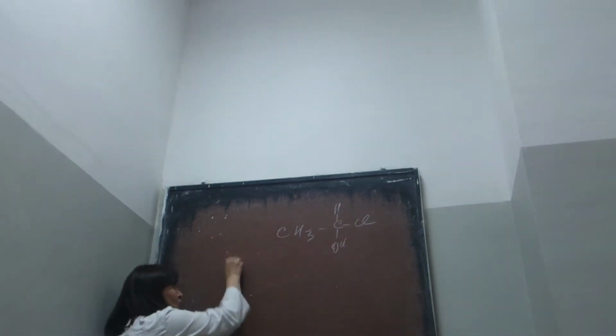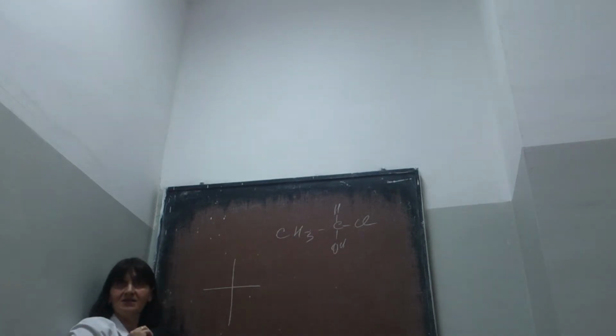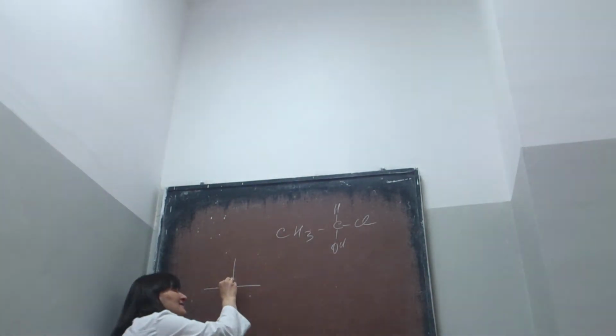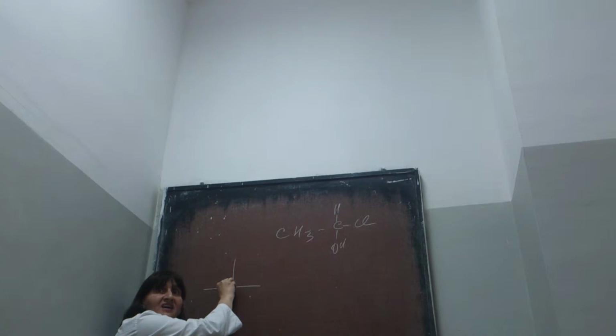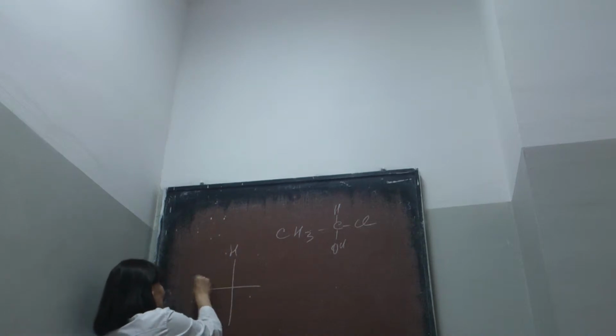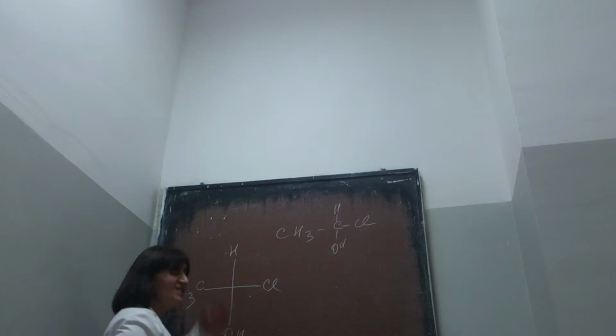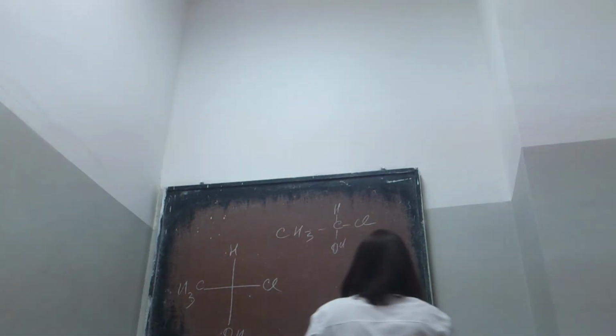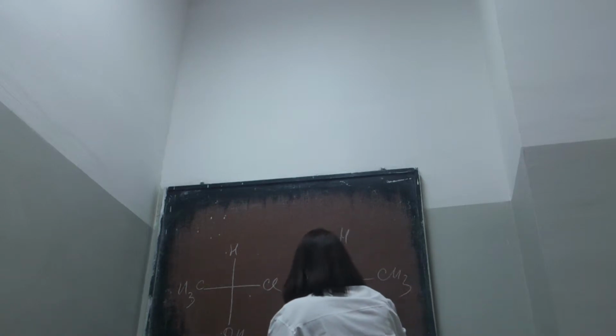Now look. You write like this, 2 lines. At this point, I mean that I have a chiral carbon. After that, I write the substituents like this: H, CH3, OH, Cl. This is one stereoisomer, one configurational isomer, and I write the second one like this: H, Cl, CH3, OH.